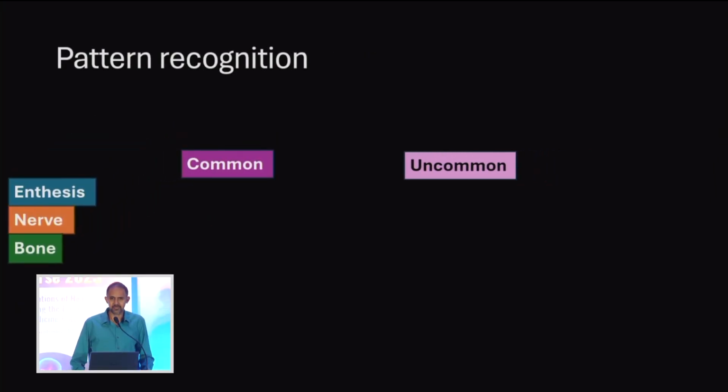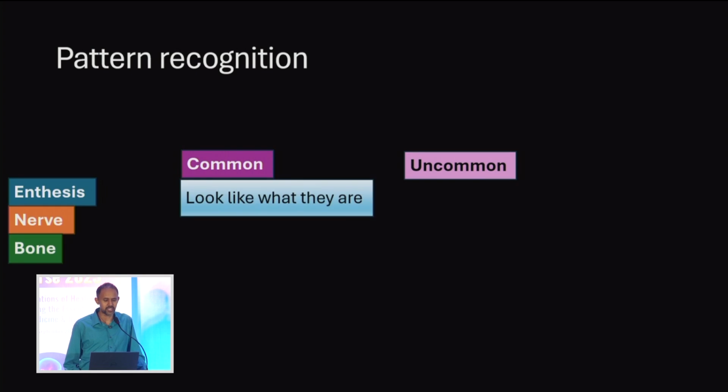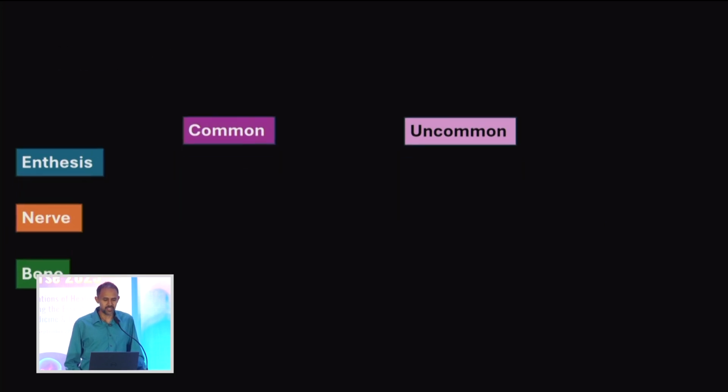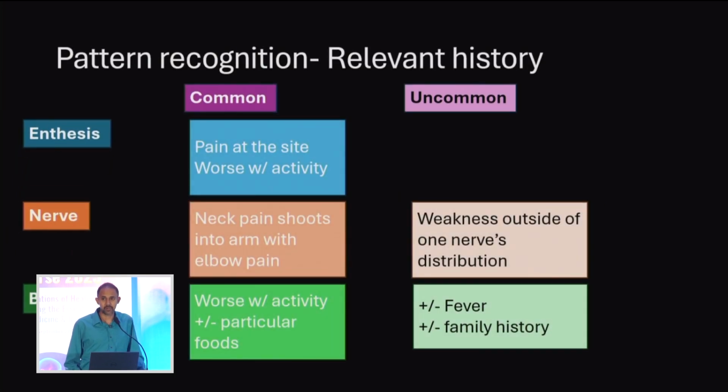The thing is, for you to become sharper as a clinician, you have to be able to detect patterns. And pattern recognition means you should know what you're looking at. So common conditions, they really look like what they are. Uncommon conditions have variable presentations or more than one feature that don't really match that diagnosis. But having said that, we have to think about relevant history.